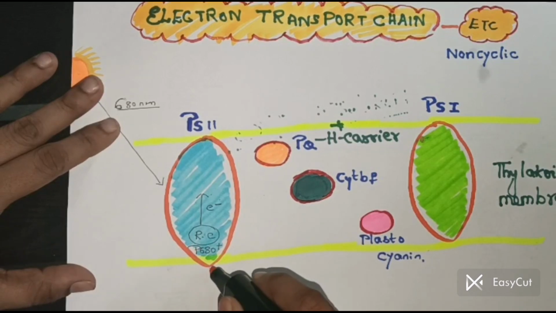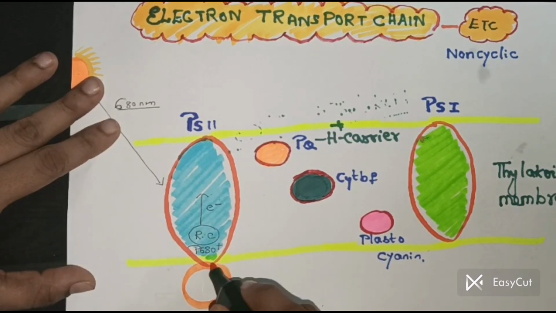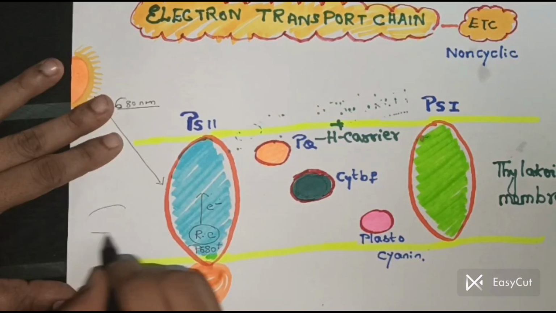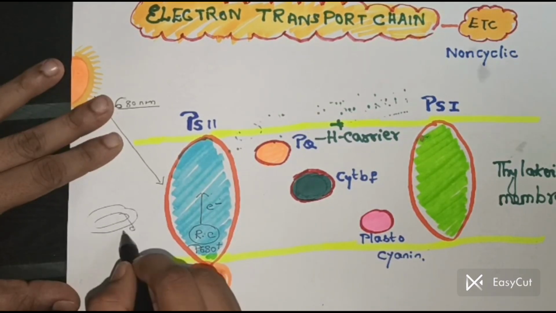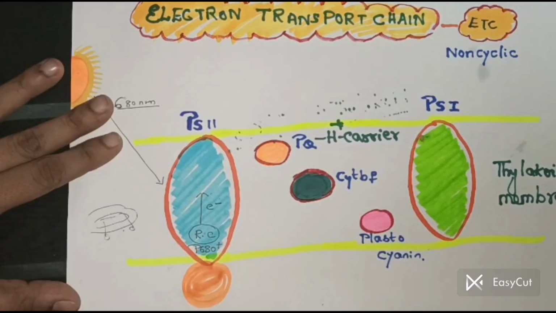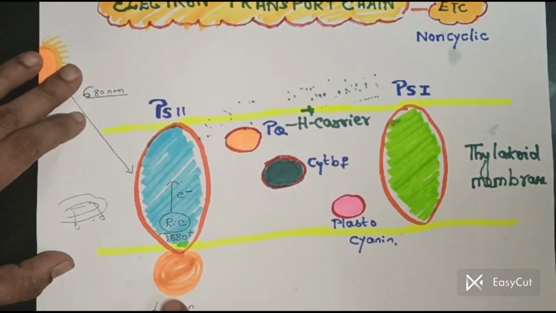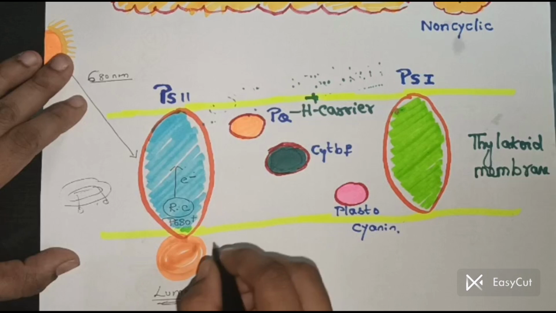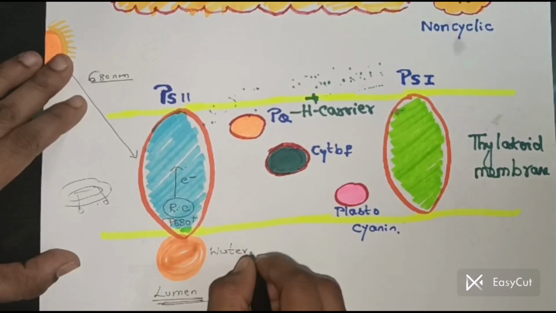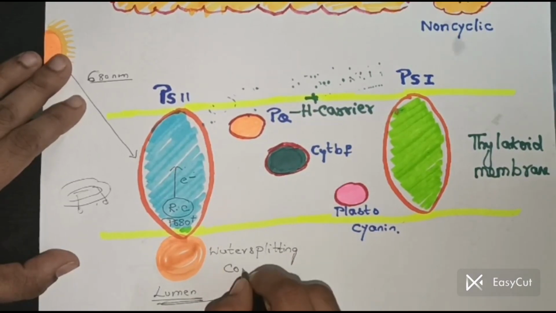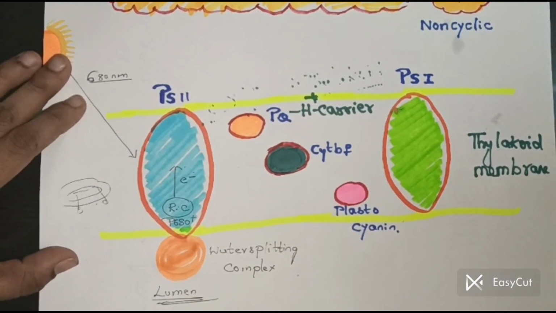This PS2, especially the PS2, not PS1, facing the lumen, this one is considered to be the thylakoid membrane, because this is the thylakoid membrane. I'm just going to cut here. After cutting here, this portion we are going to call the thylakoid lumen. So try to understand, this thylakoid lumen is considered to be the water splitting complex. What are you going to call this one? Water splitting complex, right? You just try to understand.